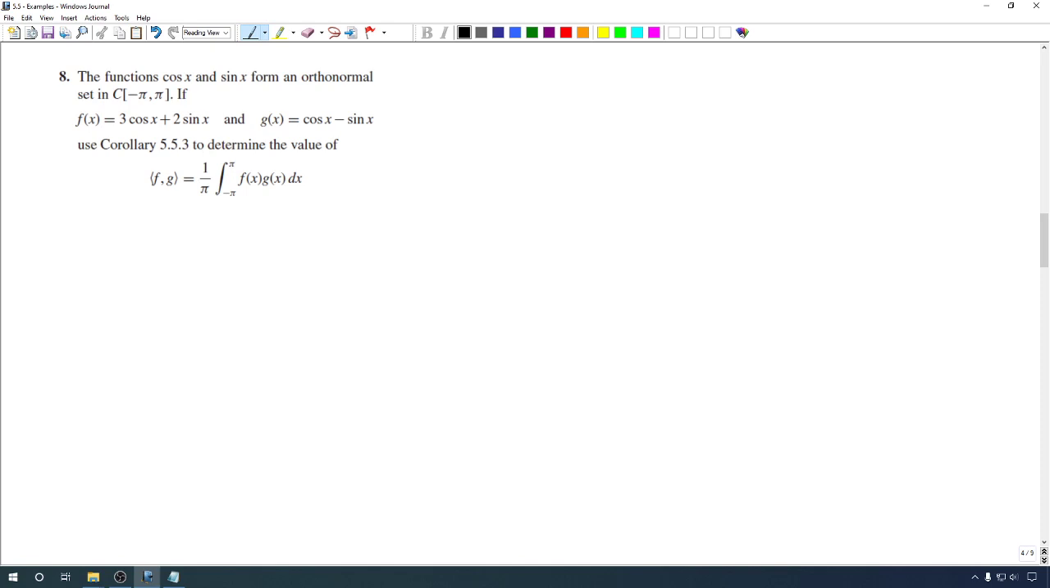We're going to be looking at the span of these two vectors. That is a subspace of C from negative pi to pi that has an orthonormal basis of cosine and sine. And the idea here is that we're given two functions, f and g, that are in that span because they're linear combinations of cosine and sine. We want to find the inner product of these two vectors. So how do we do that?